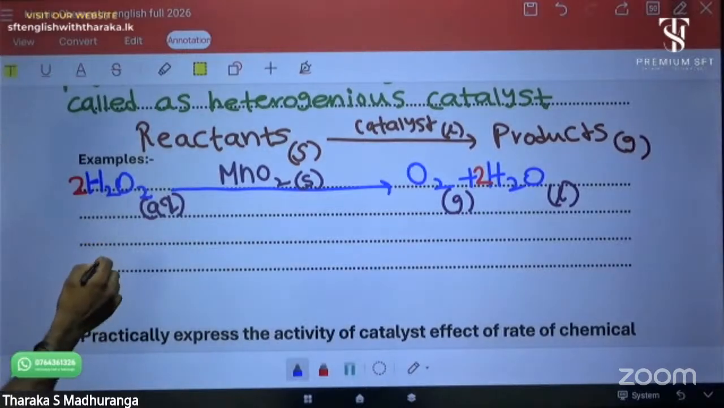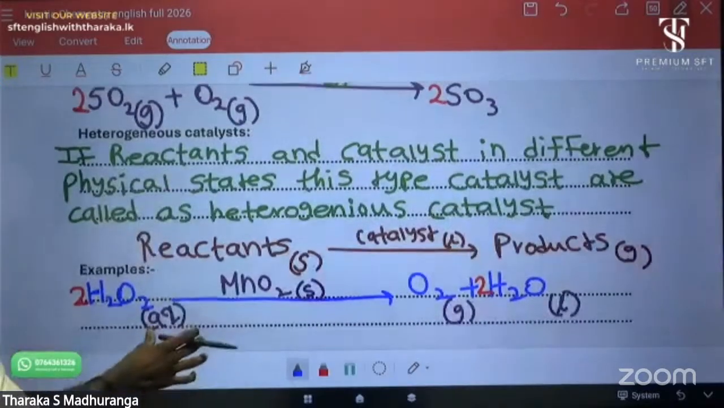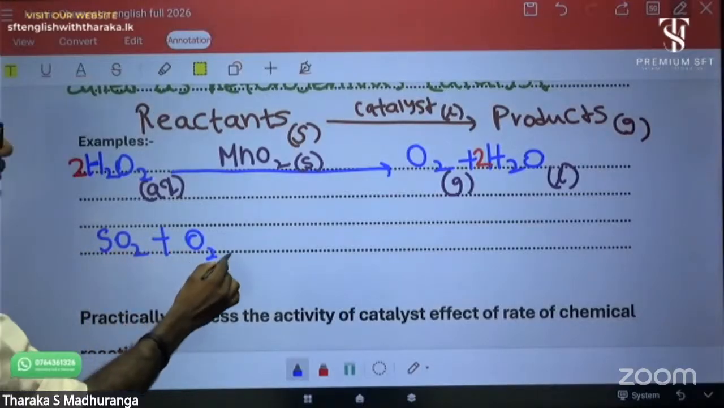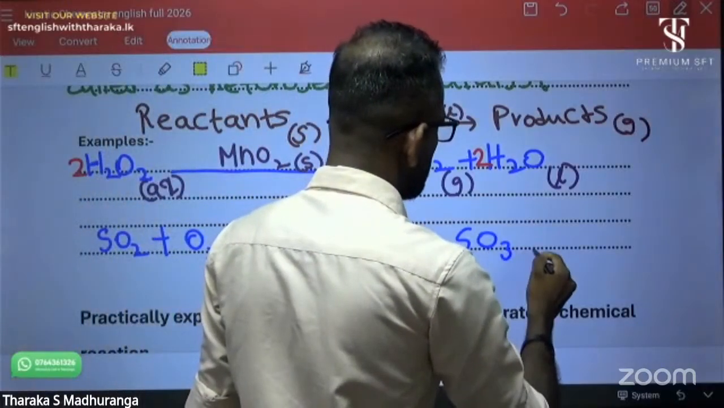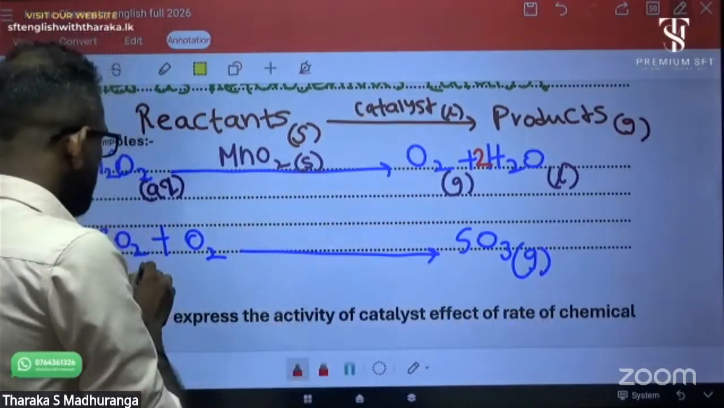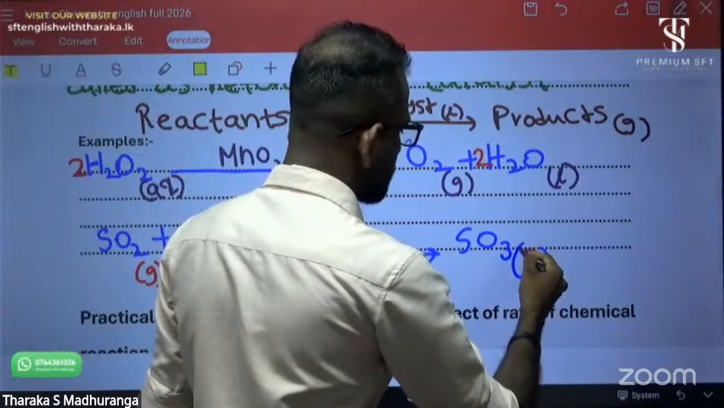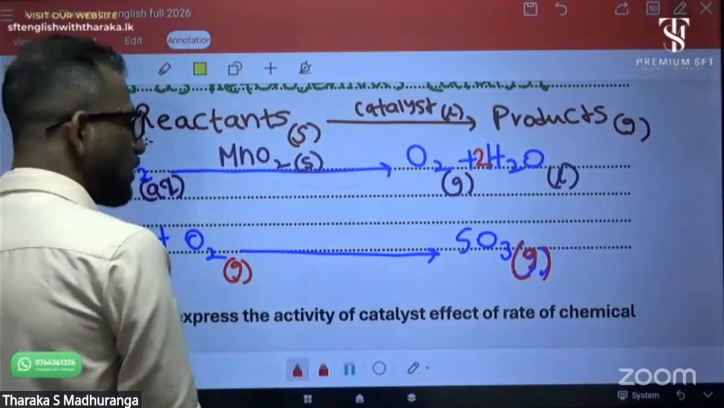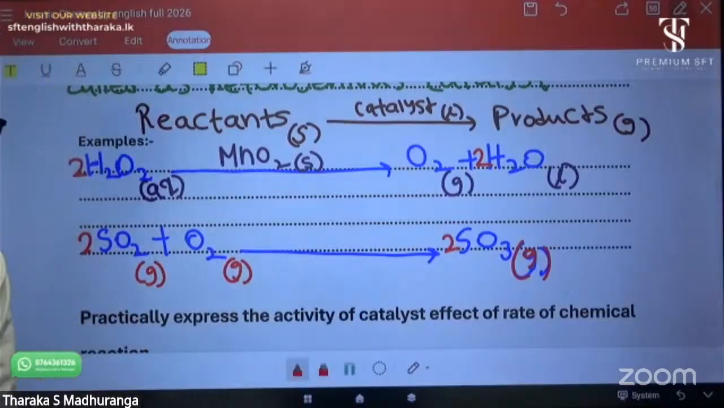Let's take one more, same as the previous example. SO2 plus oxygen is converted to SO3 gas. SO2 is a gas, oxygen also a gas, SO3 also a gas. All reactants and products are gases. Now how to balance this? SO3 you have to add 2, oxygen 4 and 2. Now it is balanced.